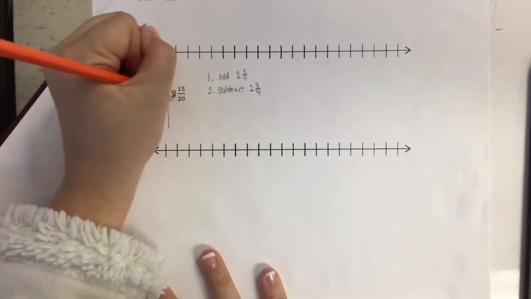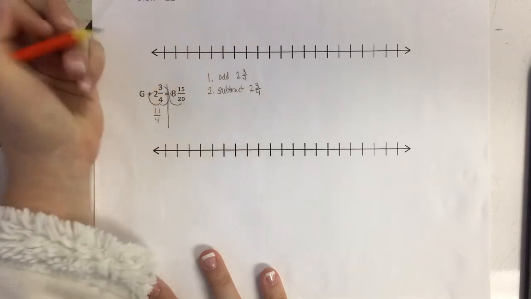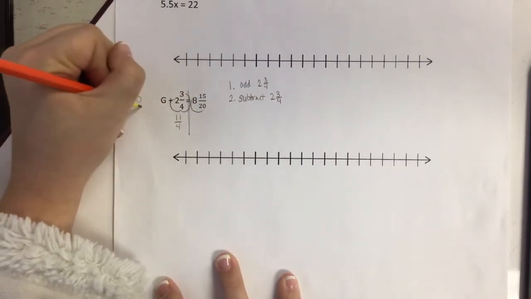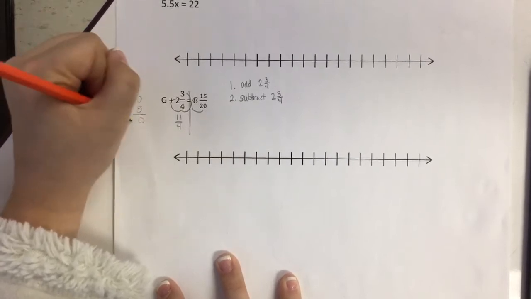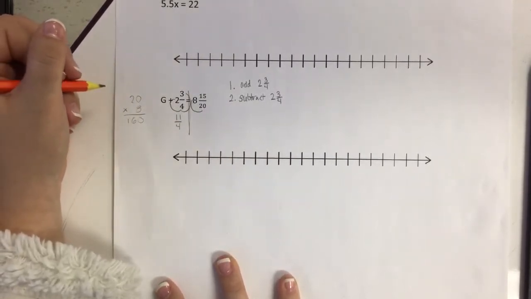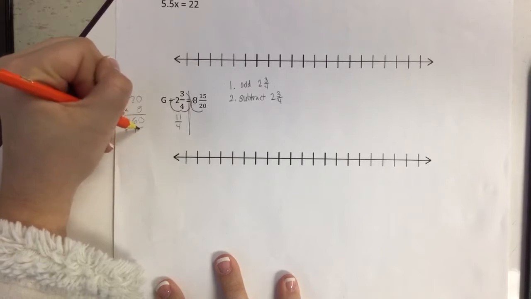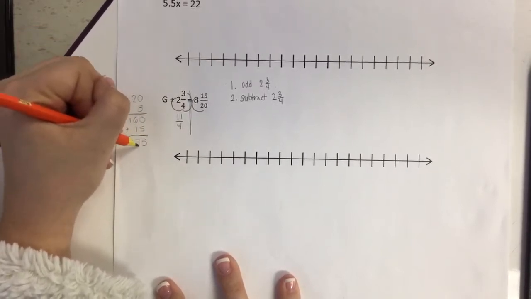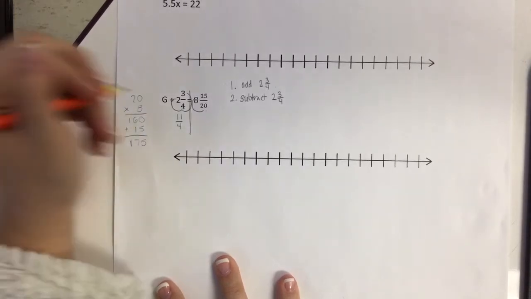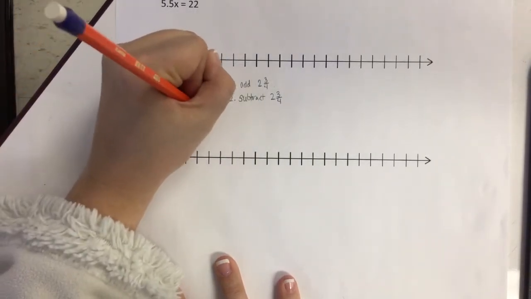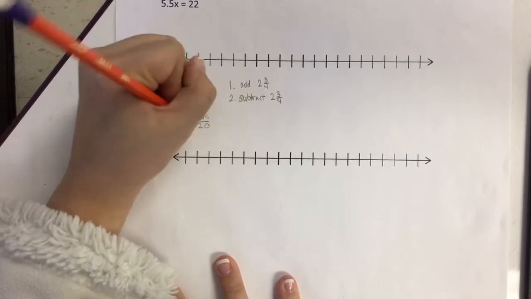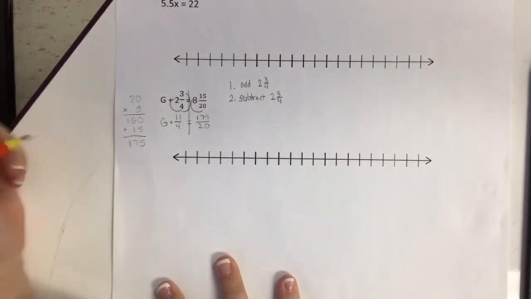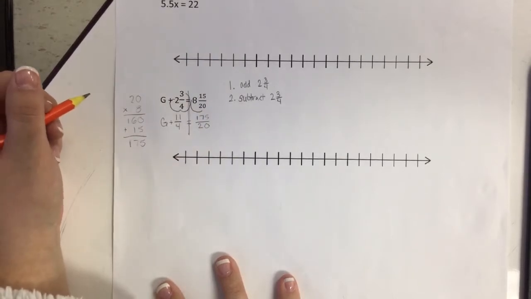So if we look over here, we've got 8 times 20. Now you're probably going to have to come over here and say 20 times 8, 0, 8 times 2 is 16. So that's 160 plus 15, 0 plus 5, 6 plus 1. End up with 175 over 20. So we actually have G plus 11 over 4 is equal to 175 over 20.